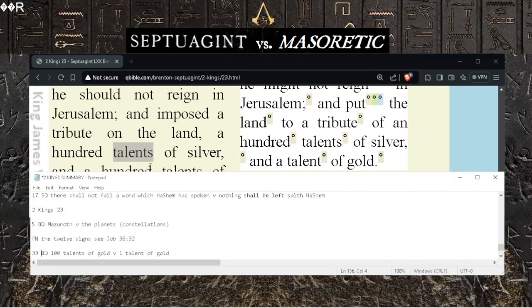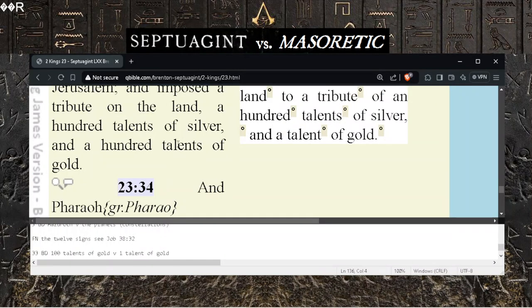Okay, this one is a difference of a lot of money. So we have 1 talent of gold versus 100 talents. So this is a 100-fold greater tribute that they have to take from them, that they have to give.